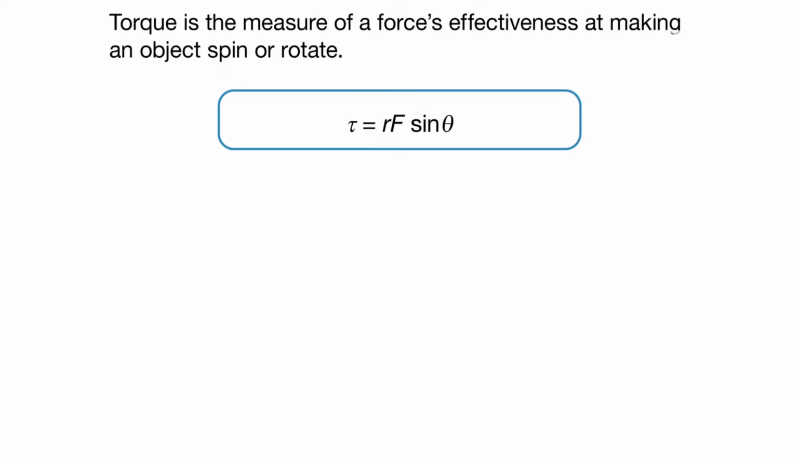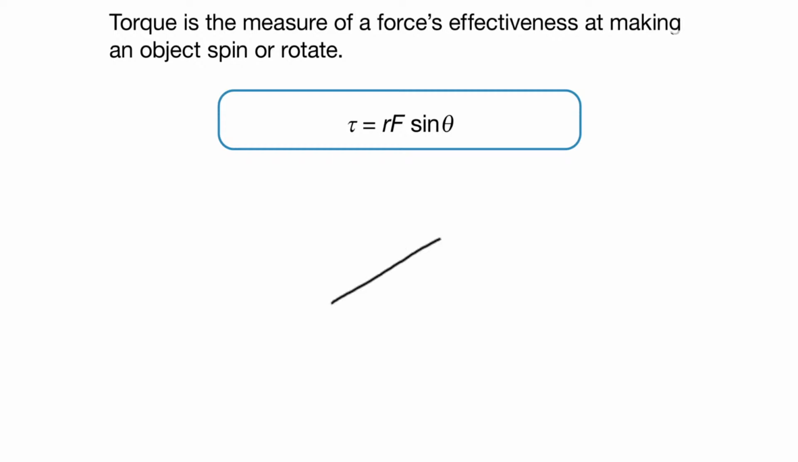And we see that captured in our expression here for torque, where torque is our measure of how effective a force will be at causing rotation. So torque is equal to r, the magnitude of a vector that I'll draw in a moment, times F, the magnitude of the force of interest, and then theta is the angle between those two vectors.